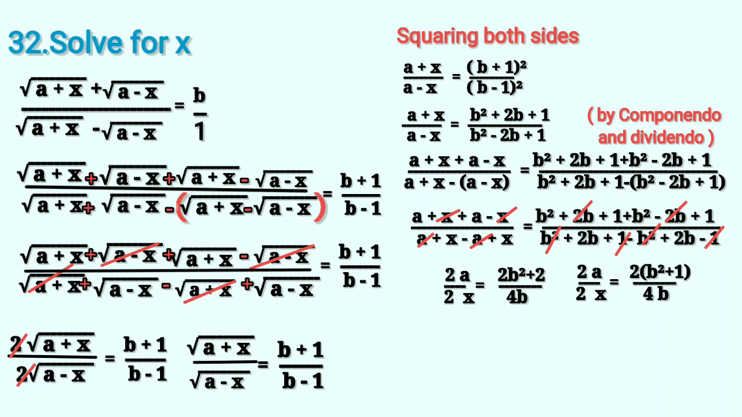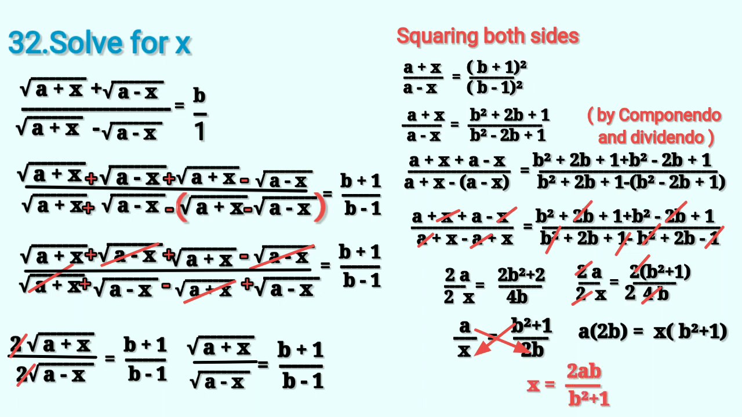Now we can cancel whatever terms are getting cancelled. 2 is getting cancelled, and the 2s are also cancelled. So now we have a by x equals b square plus 1 upon 2b. We will cross multiply this. We have a into 2b equals x into b square plus 1. We have to write the answer in terms of x, so we will keep x on one side and we have x equals 2ab upon b square plus 1.